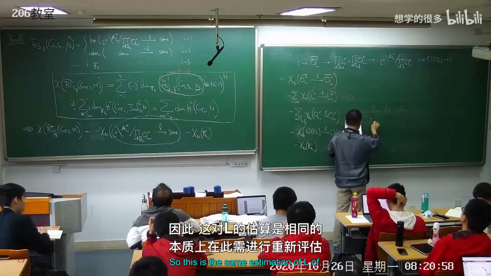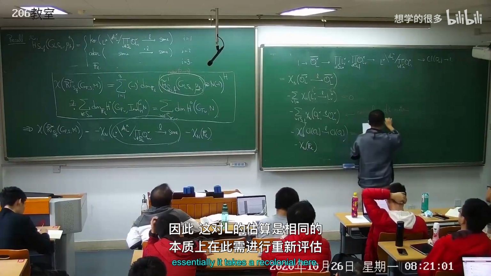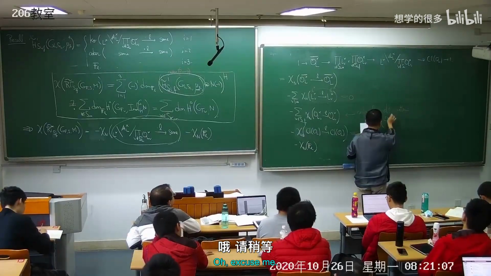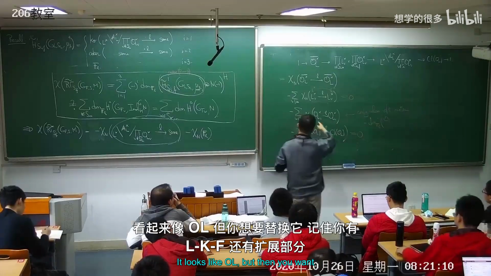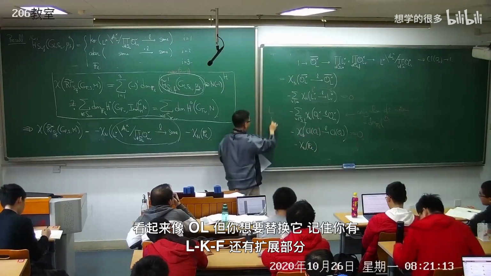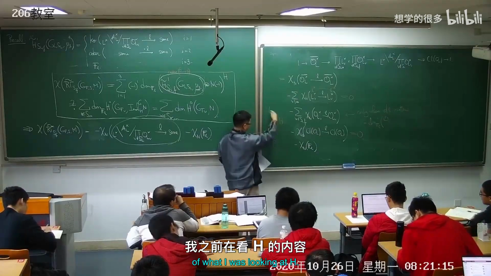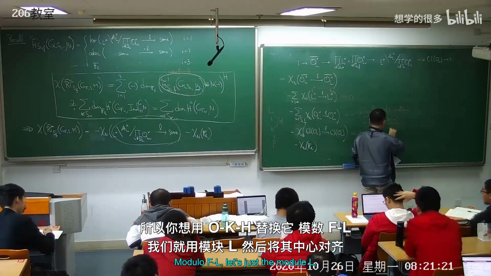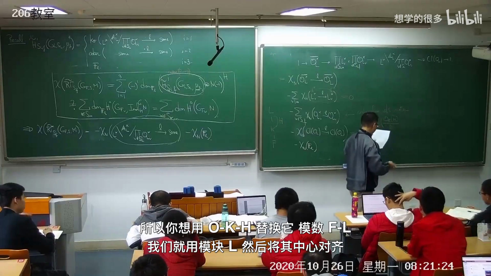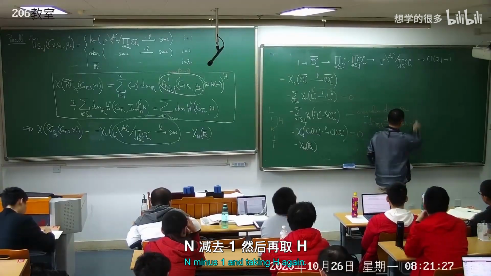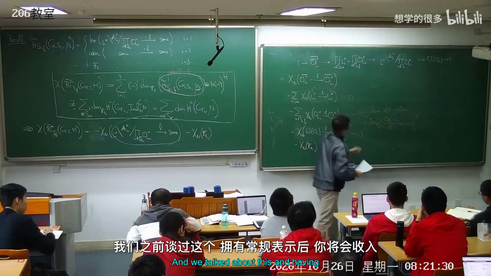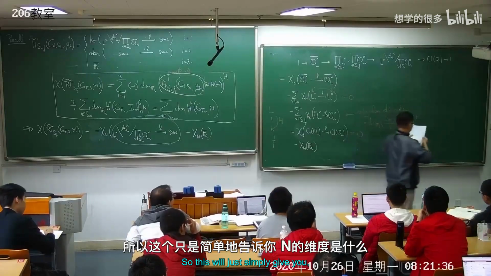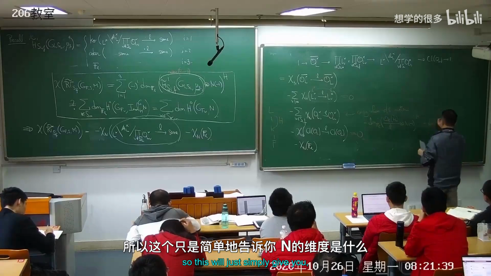So this is the same as the dimension of FL. Or essentially, you take some exponential map here. So you have OL. Looks like OL, but then you want to replace O. Remember, you have L over K, F. Here you have extension, Galois group is H. So you want to replace it by OK, H modulo FL, modulo L, and then cancel with N minus 1 and taking H invariant. And we talked about this, how you have a regular representation, it will absorb any representation you have. So this will simply give you the dimensions of N.